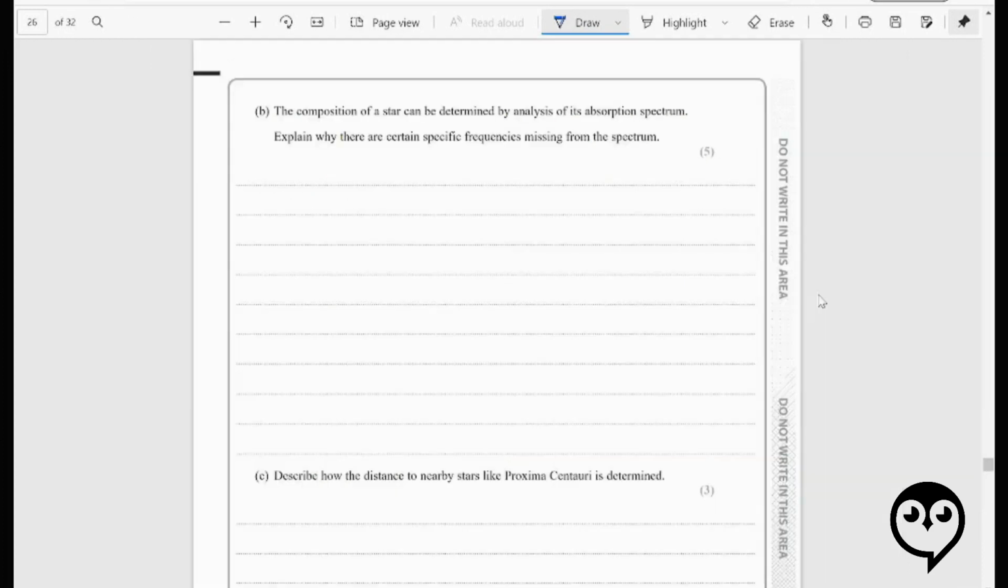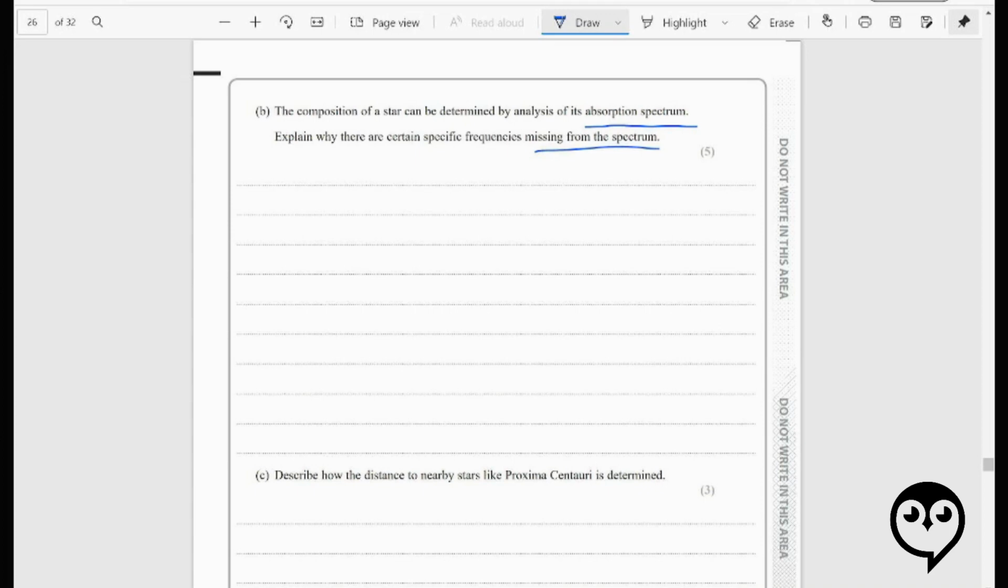That's good. Okay, and this is a paper 2 from Advanced Physics 2 of the Edexcel. This is a June 2018, and there's a question part B. The composition of the star can be determined by the analysis of the absorption spectra. Why are there different frequencies missing from the spectrum? This is the absorption spectrum. Why are there frequencies missing?